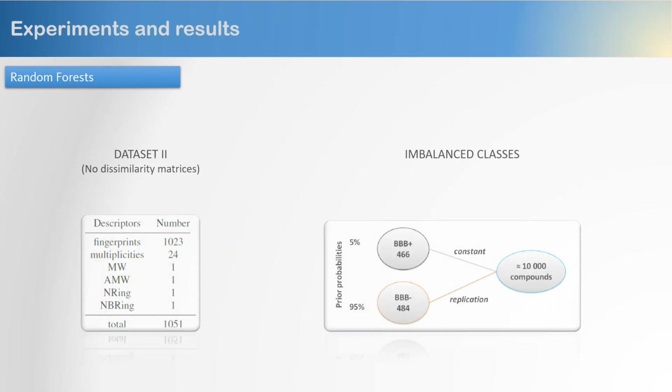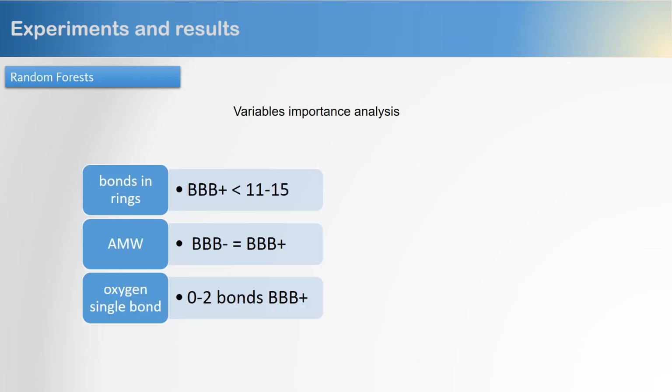The third algorithm, random forests. Here, dataset 2 with all molecular descriptors was used, not just fingerprints, and for clarity, no matrices or PCoA were computed. The main difference from dataset 1 is the oversampling of data points. Given that class priors are highly unequal, meaning the non-crossing molecules should be 95% of samples, it was decided to do a replication of the non-crossing molecules.